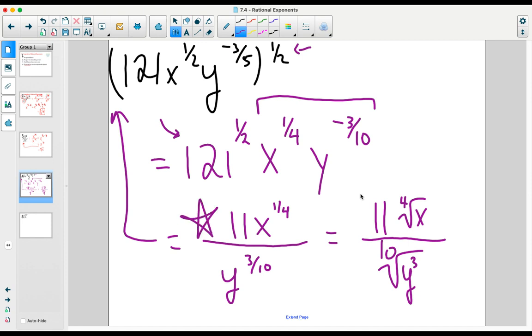We will see later on in this unit that this is not an ideal situation. We don't like having radicals in the denominator. It makes a lot of the work that we're going to do a lot more challenging if you have a radical in the denominator. So in those situations, it is likely that we will be requested to leave it in the fractional exponent form.